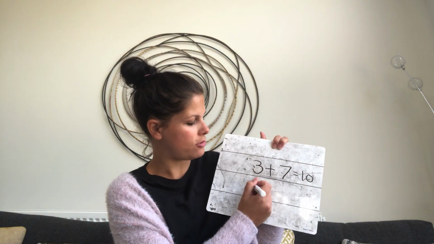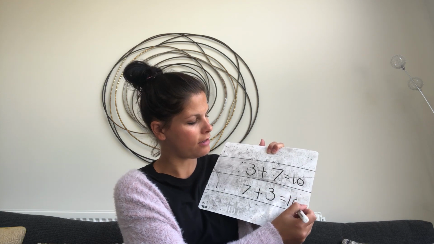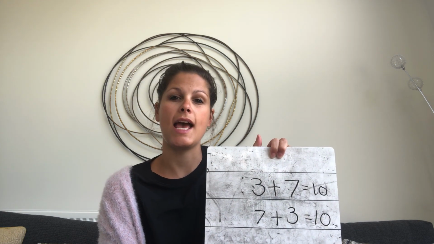And watch this. I turn it around, I could do another number calculation without having to move the pegs. What number calculation could I do? That's right, the numbers just have to flip around. I've got 1, 2, 3, 4, 5, 6, 7 and 3. That makes 10. So I've just swapped these numbers around. 7 and 3 equals 10. Marvellous.